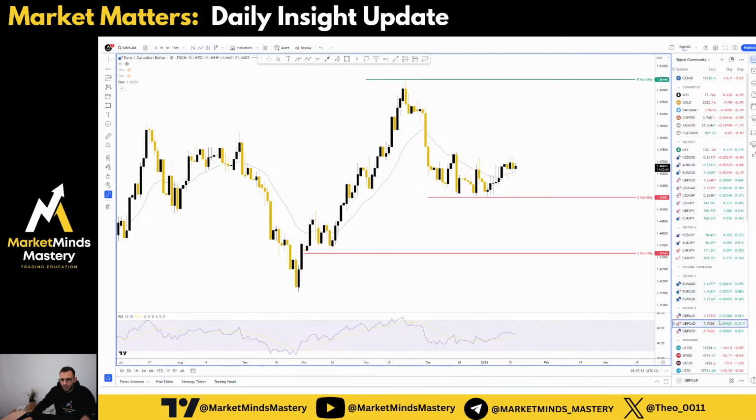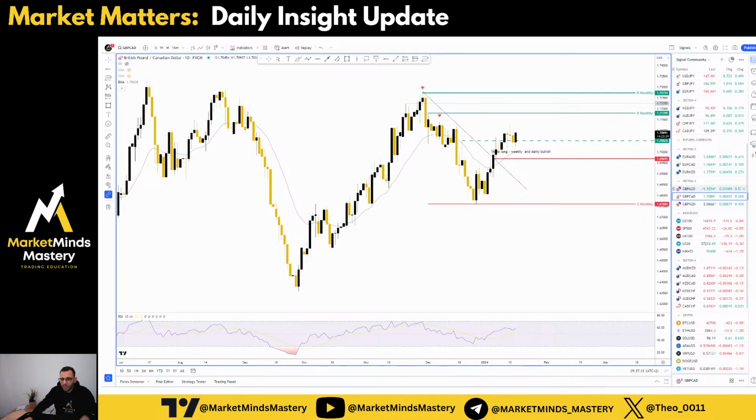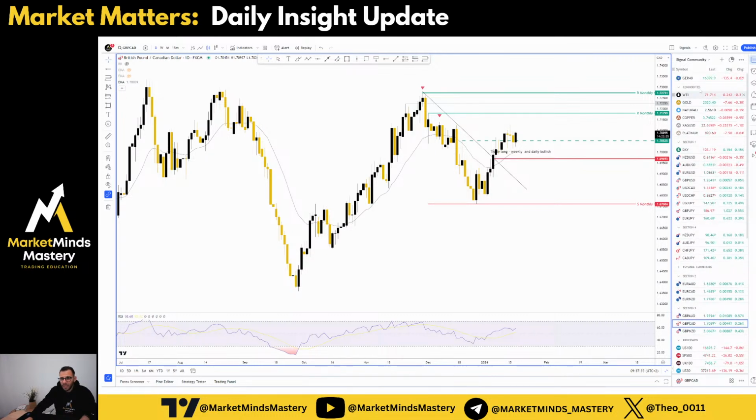Euro Canadian dollar and pound Canadian dollar are a little bit tricky, I can say, because Canadian dollar is also a strong currency based on the correlation we identified earlier. So I wouldn't be very rushed to trade this one.